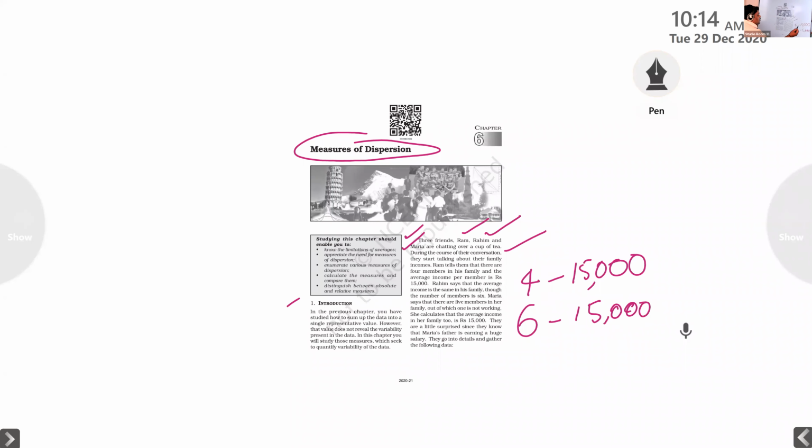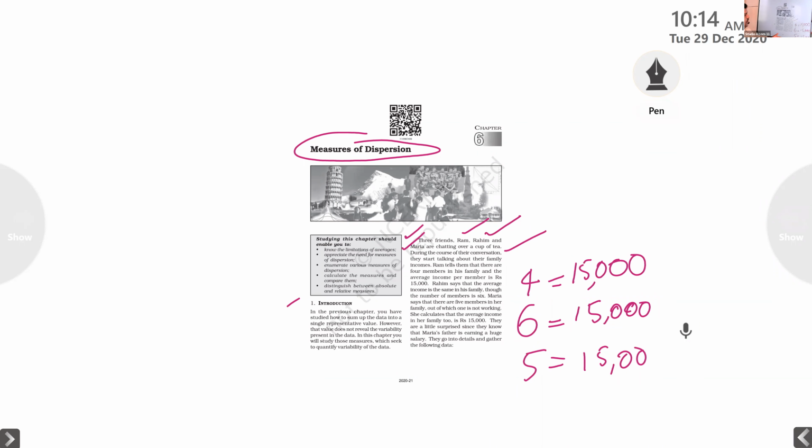The average income of his family is also 15,000, but there are 6 members in the family. Maria says that there are 5 members in her family, out of which one is not working. She calculated that the average income of her family is also 15,000.